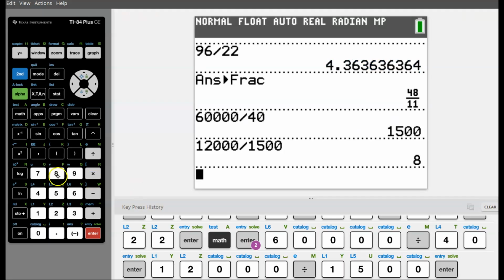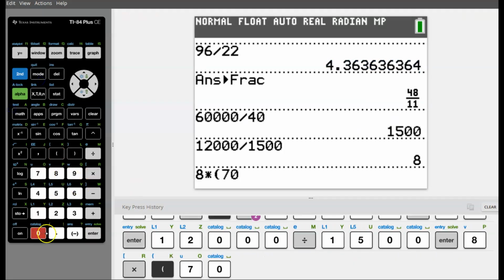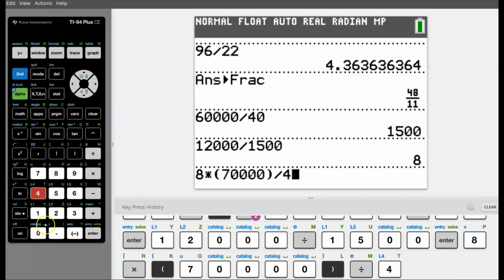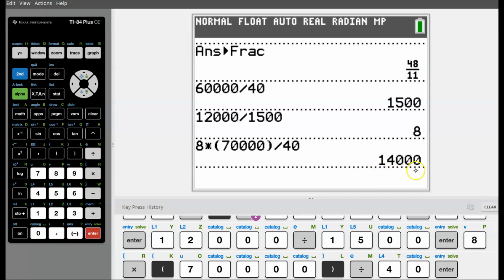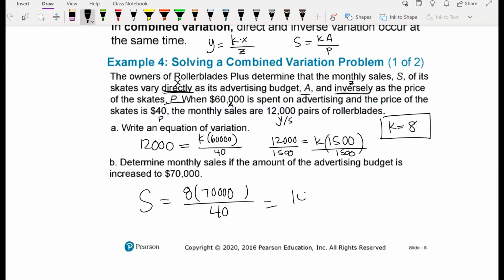So then you just put it in your calculator. So 8 times 70,000 divided by 40. So we get 14,000 as the monthly sales. So they sell 14,000 pairs of rollerblades.